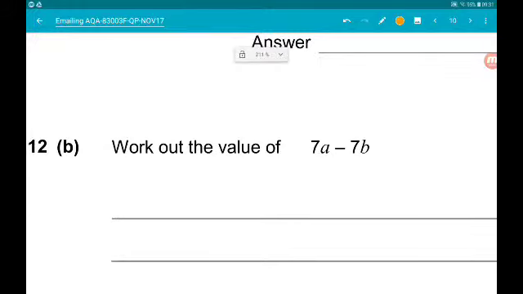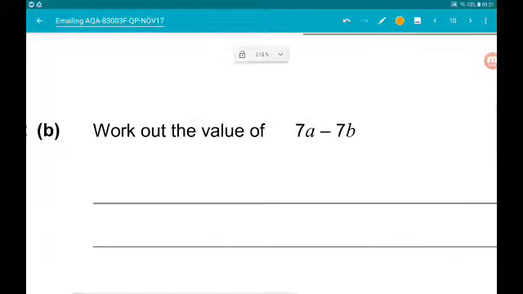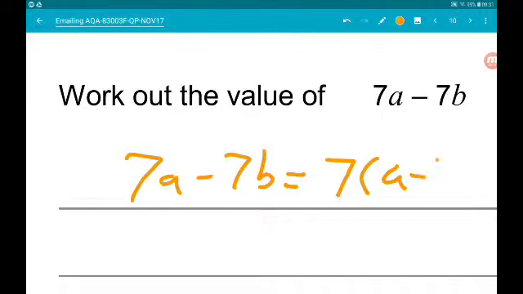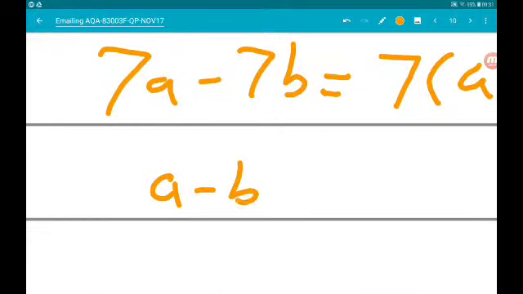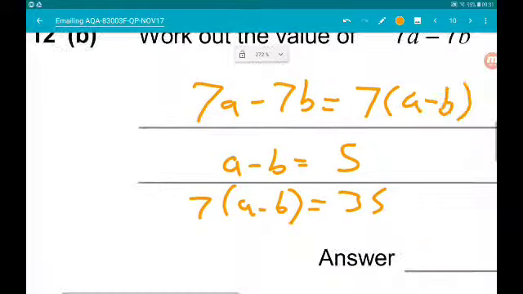Part B, work out the value of 7A minus 7B. So, 7A minus 7B can be factorised to 7 lots A minus B. Now again, we know that A minus B is 5, so 7 lots of A minus B is 35. Cool.